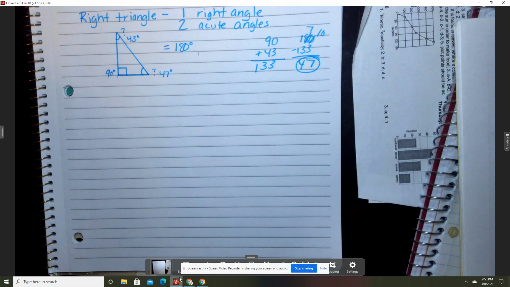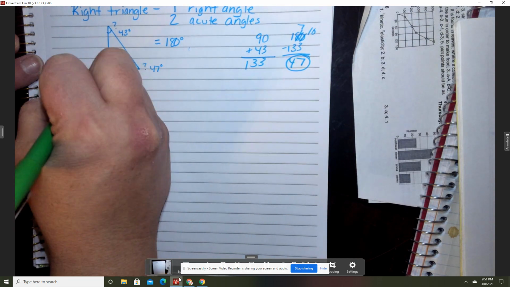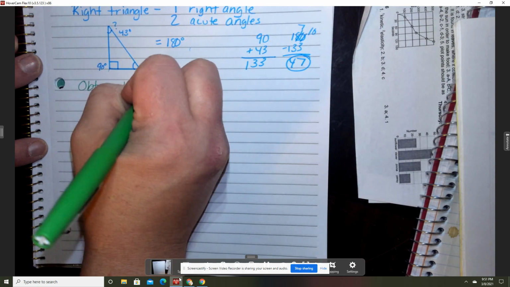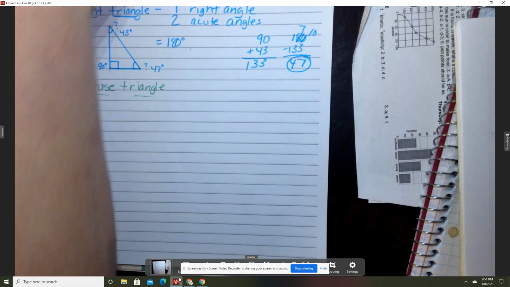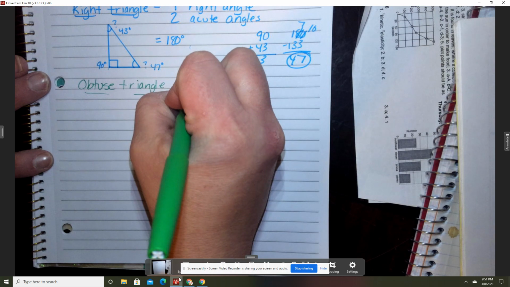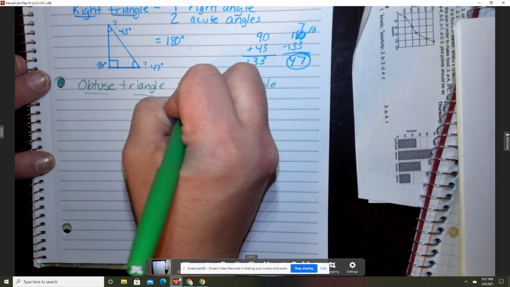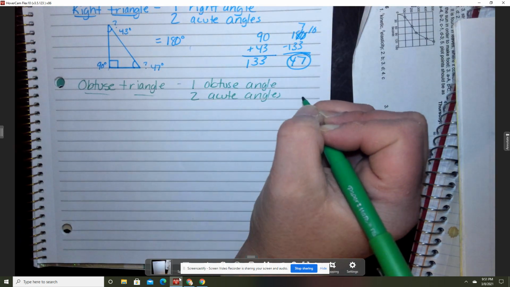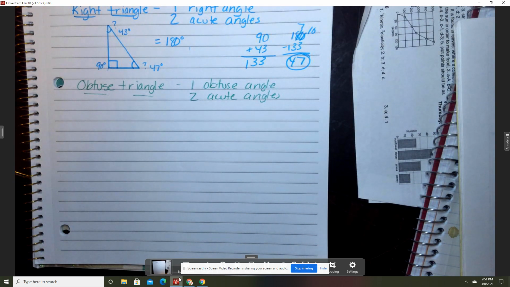Okay, so we have right angle, and now we're going to talk about obtuse. Like the right triangle, an obtuse triangle is only going to have one obtuse angle and two acute angles. Okay, so that means that if you see that right angle, boom, right triangle. If you see an obtuse angle in a triangle, then boom, you know it's obtuse.